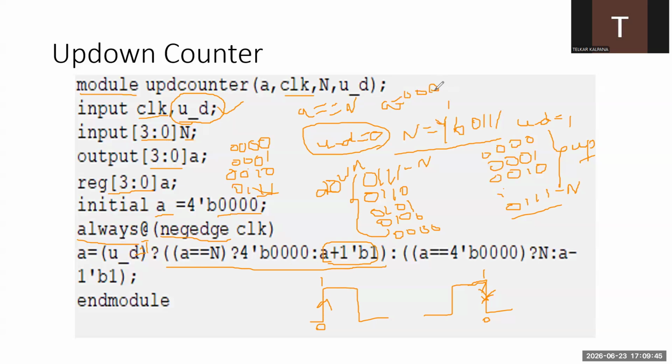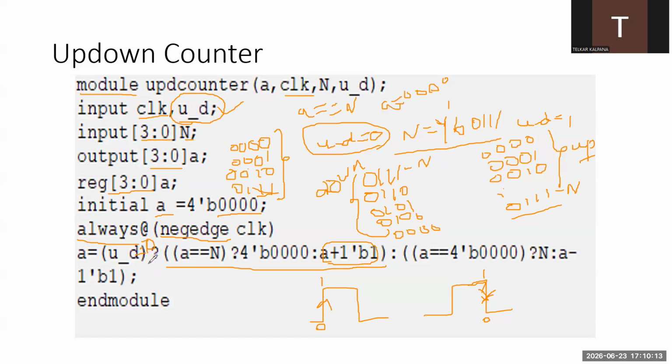So here we observed that when U underscore D value equals 1, again it is checking whether A equals N. If not, A will be incremented by 1. So this particular count is going to take place, and this count we can call the up count. Similarly, we can explain what happens when U underscore D equals 0.